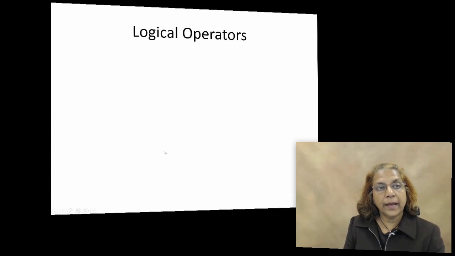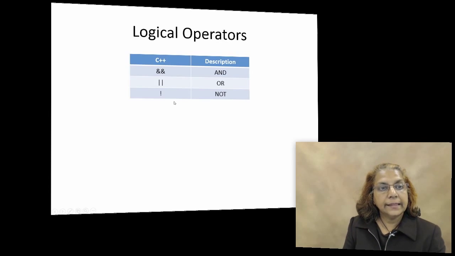We also need to have knowledge of logical operators. And these are the 3 logical operators we have in C++: and, or, and not. And these are the symbols we use in C++. 2 ampersand signs are used for and, 2 vertical bars are used for or, and the exclamation point for not.